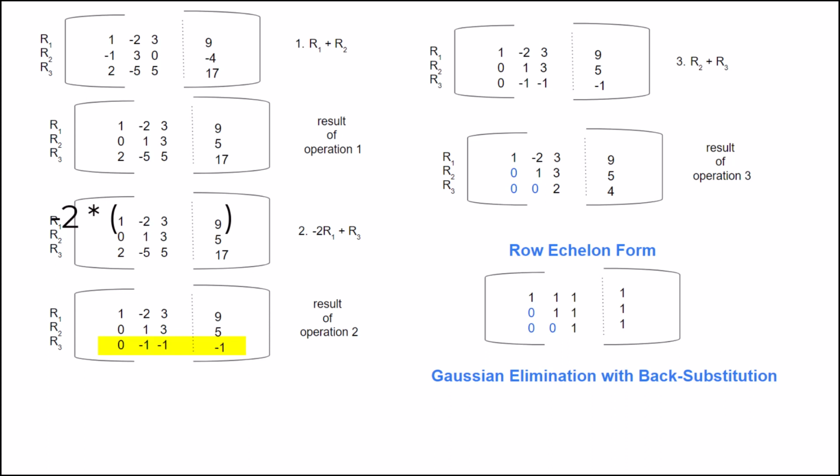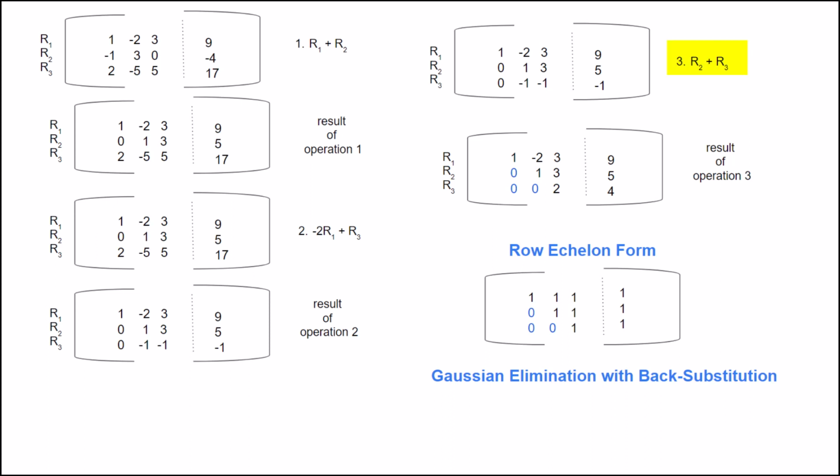And we can't forget about the equivalents. -2 times 9 is equal to -18. -18 plus 17 gives us -1. So the result of operation 2 is that the first row remains 1, -2, 3, and the equivalent of 9. And that's because the third row is the one we're operating on.